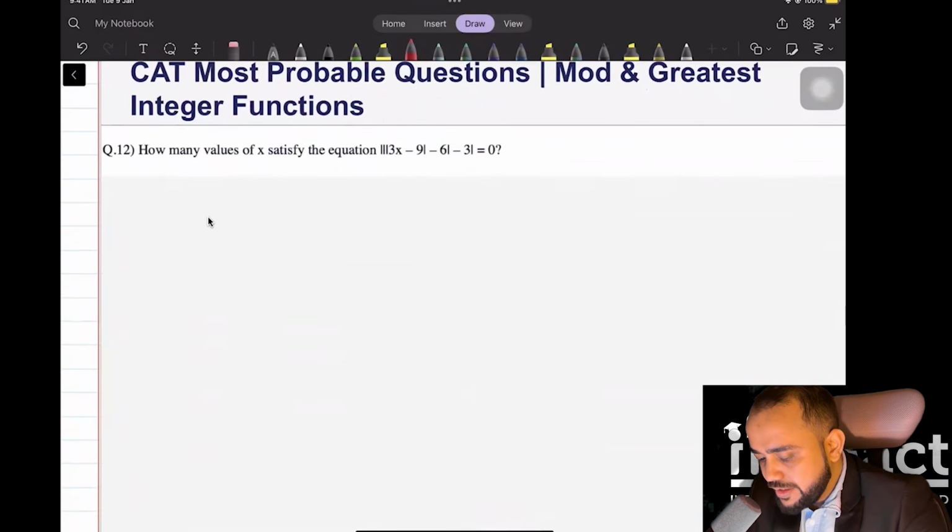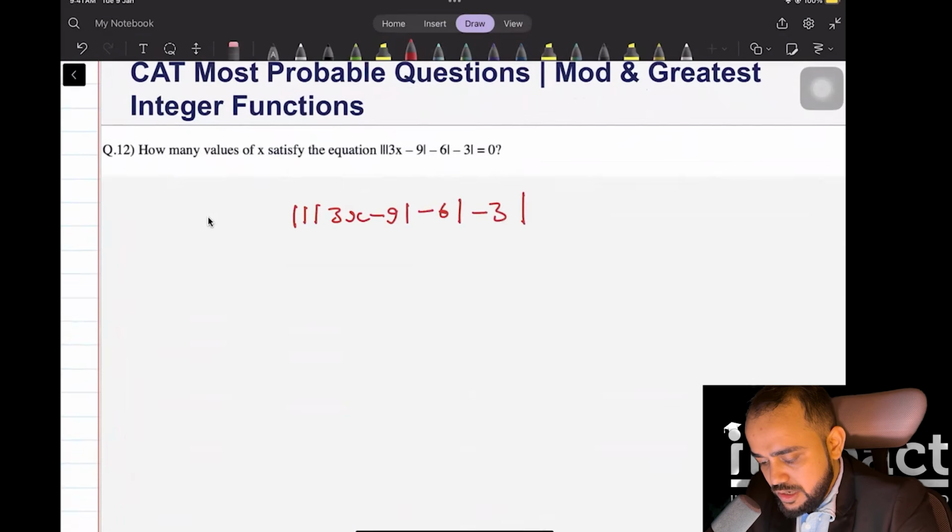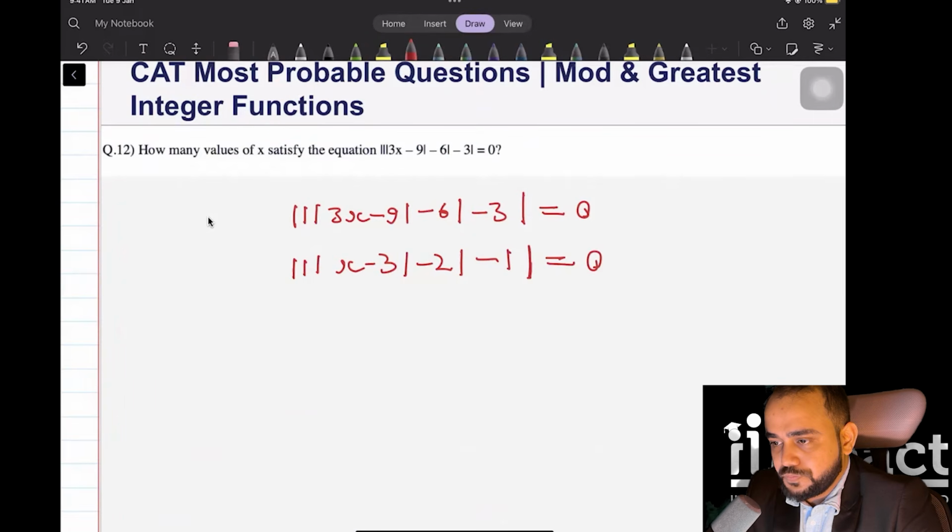Moving on. How many values of x satisfy the equation? All right, we have three mods. So let's see how to tackle this. I have mod of mod of mod 3x minus 9, minus 6, minus 3 is equal to 0. First of all, I'll get rid of the 3. I will write it as mod of mod of mod x minus 3 minus 2 minus 1 is equal to 0.